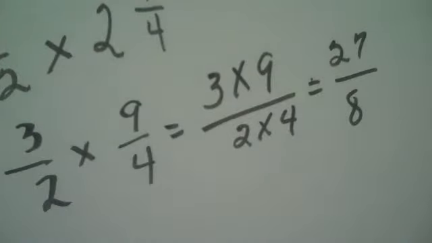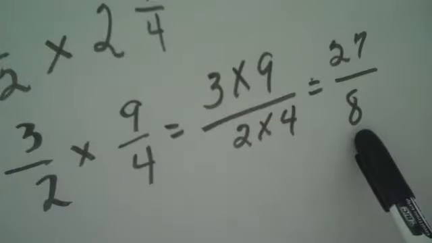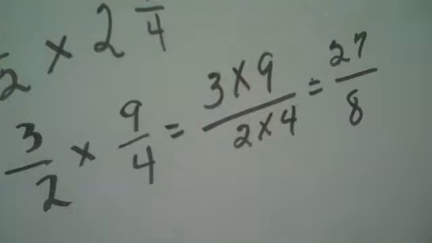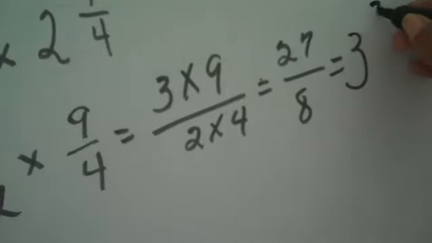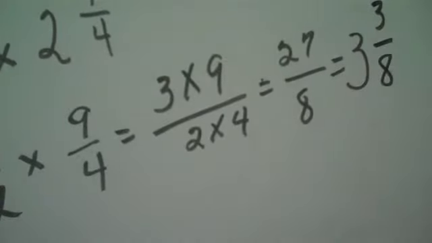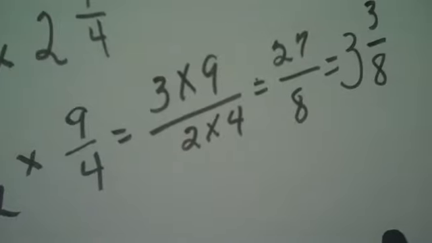So what we must do is change it to a mixed number. So we divide 4 into 27, and 4 goes into 27 3 times, because 3 times 8 is 24, and we have 3 left over. So we will put the 3 over the 8. The fraction part cannot be reduced, so our answer is 3 3/8.